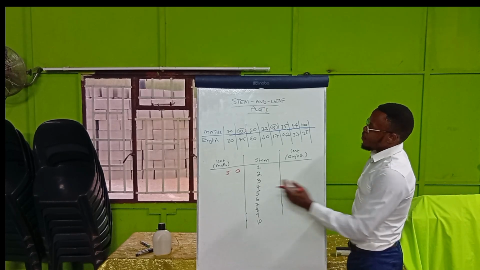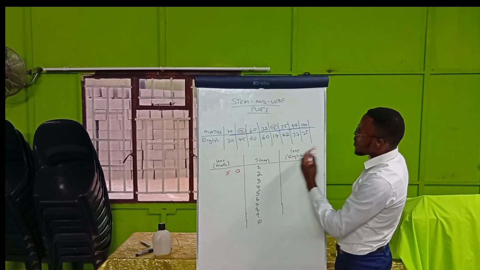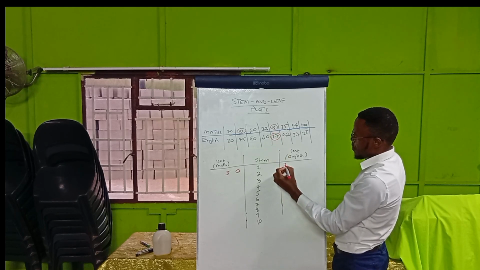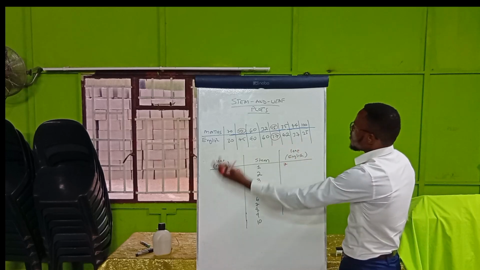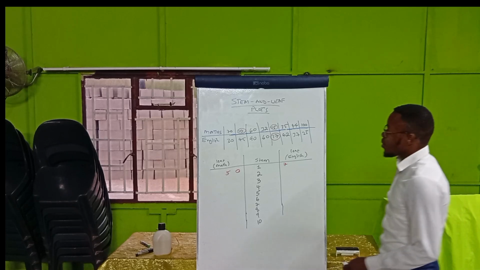Then from the left to the right, we look for English. Do we have 17? Yes, 17. So we will have 7. That's 17. So we've covered all the numbers that have the stem 1. Now, let's go to the second one, which is 2.